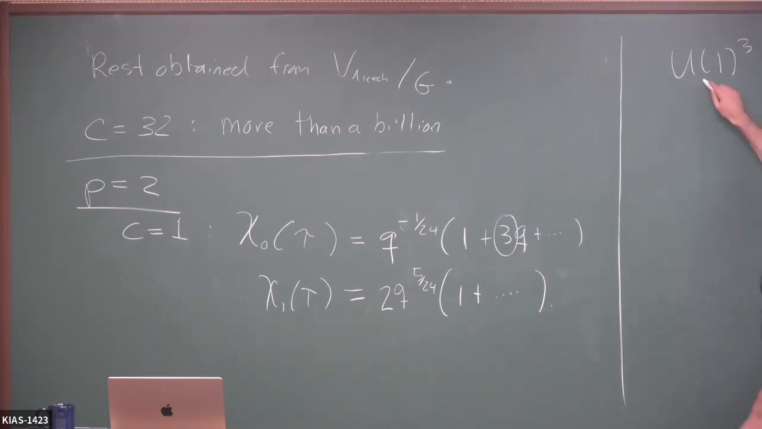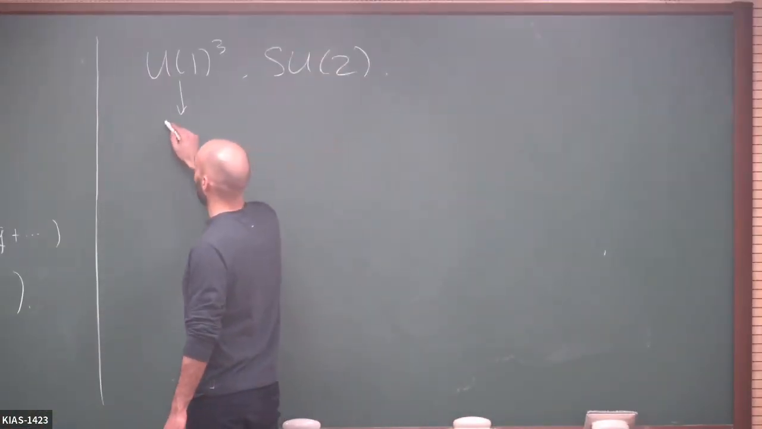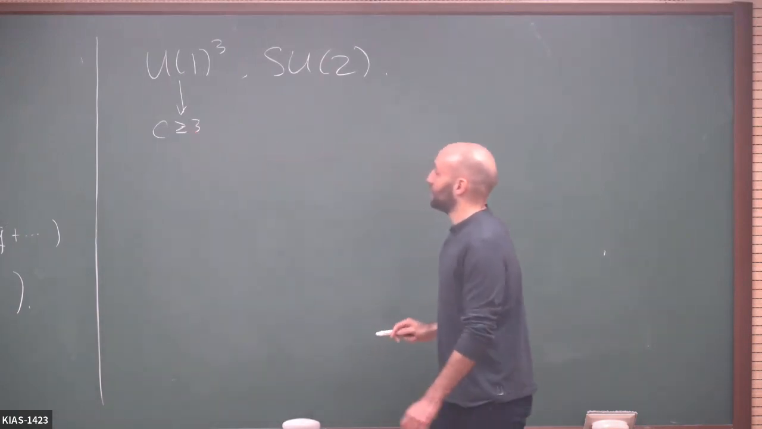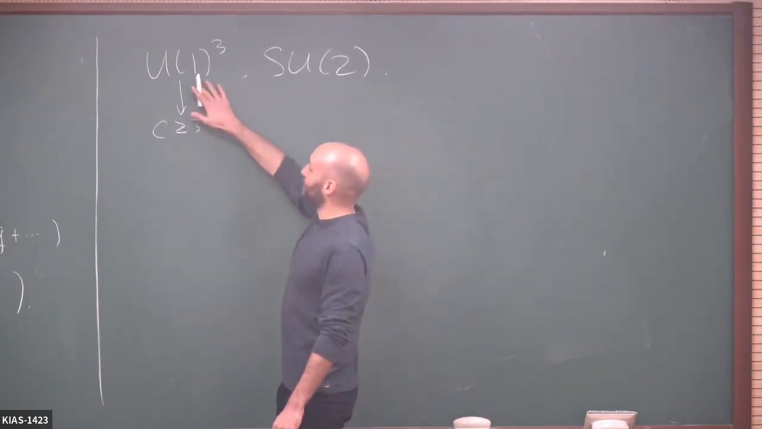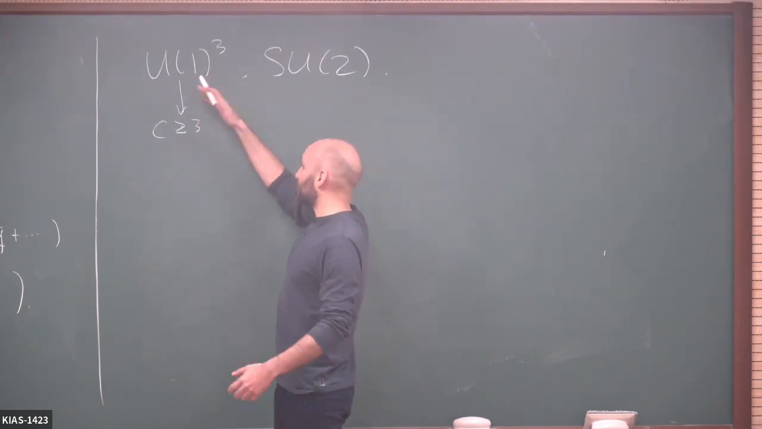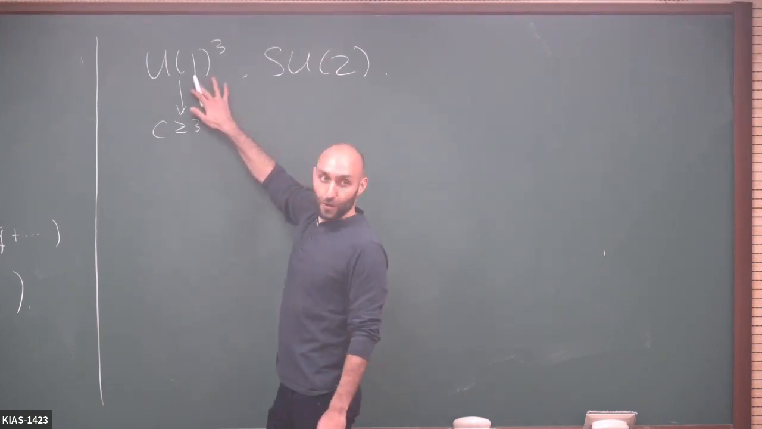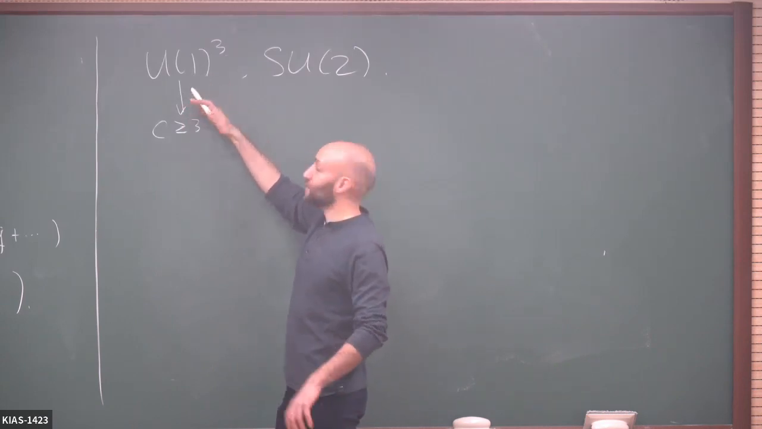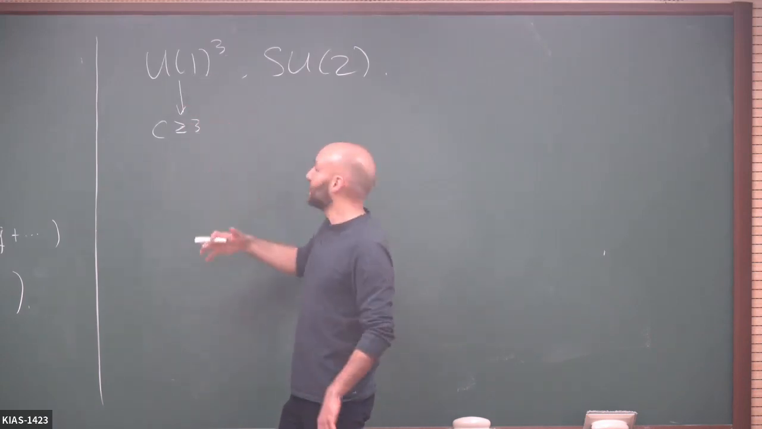So let's consider this case first. Could a theory at this central charge have global symmetry U1 cubed? Well, it turns out that each U1 contributes at least central charge 1. The reason for that is that you can bosonize U1 currents. So you have at least 3 free bosons in the spectrum, and free bosons have central charge 1.